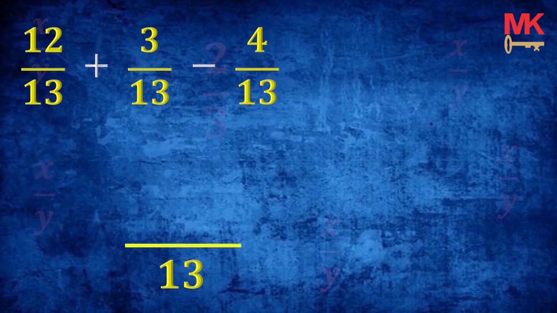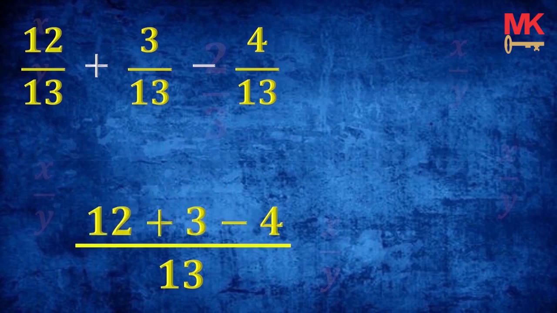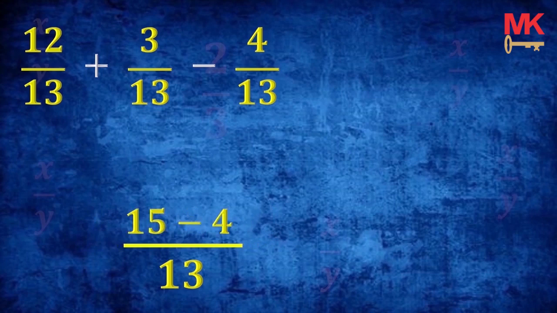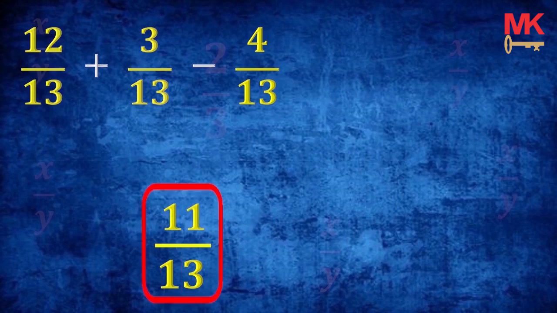Therefore, we bring out our line of division again, take one of the denominators as our LCM, that's the lowest common multiple, and then operate the numerators together according to the operations. 12 plus 3 is 15, of course, and 15 take away 4 gives us 11. So our original fraction becomes 11/13, which cannot be further reduced.